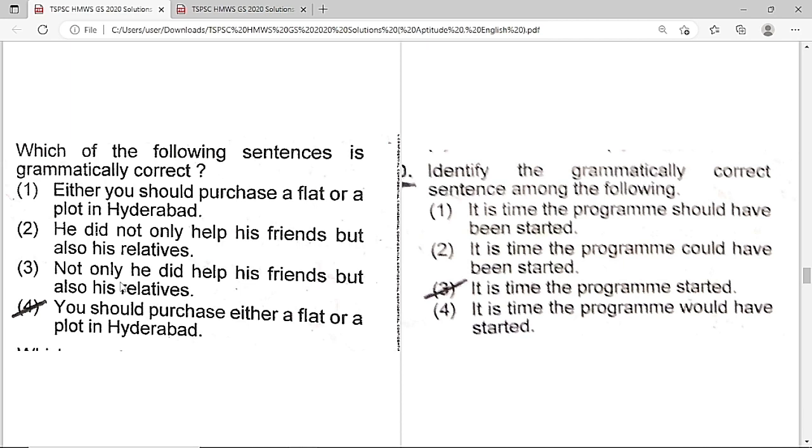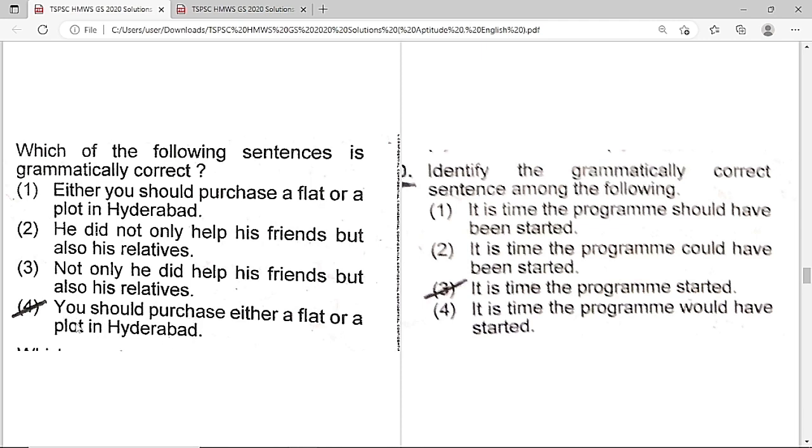Option A, either you should purchase a flat or a plot in Hyderabad. Option B, he did not only help his friends but also his relatives. Option C, not only he did help his friends but also his relatives. Option D, you should purchase either a flat or a plot in Hyderabad.